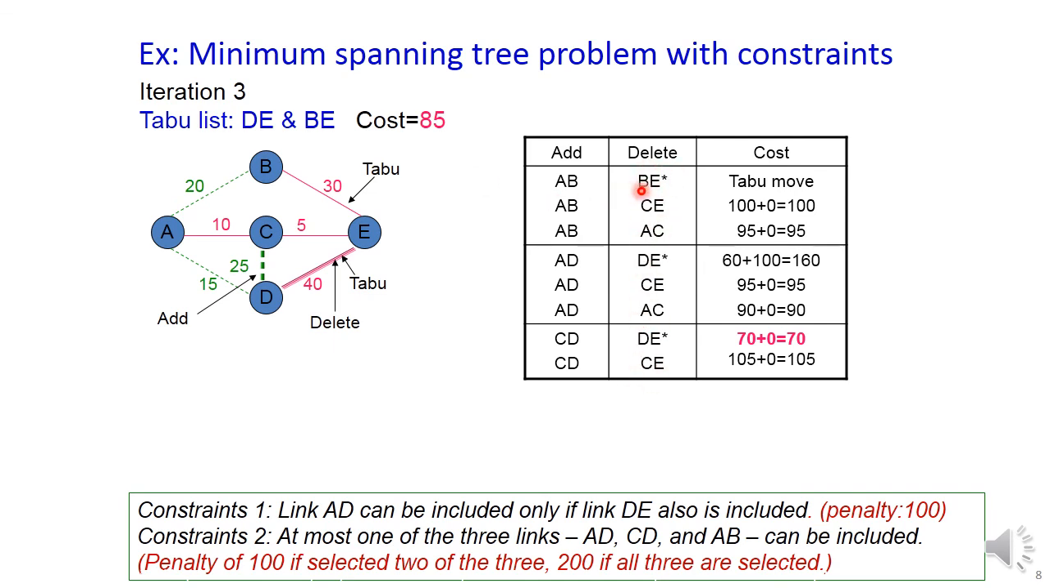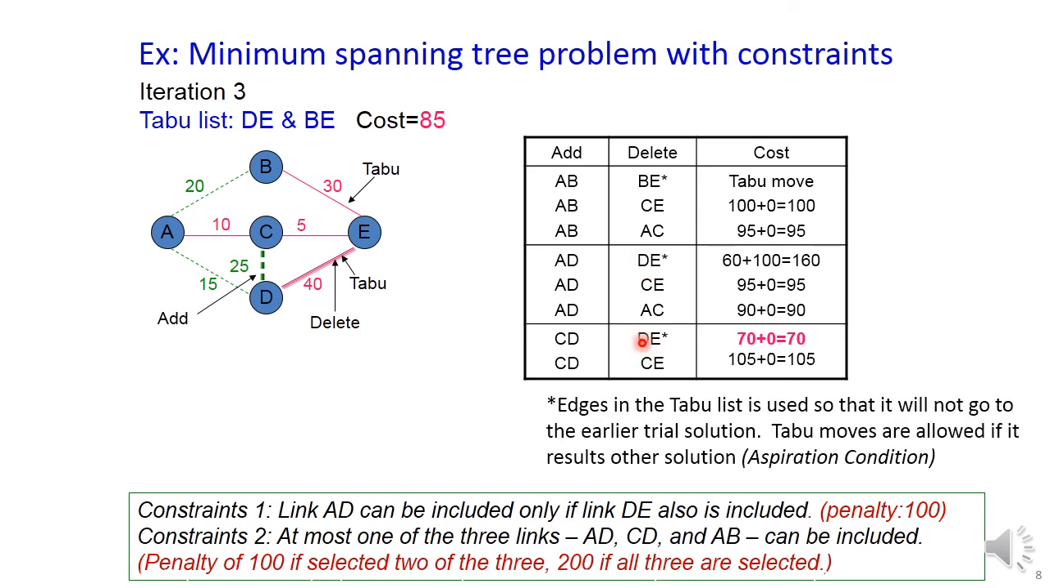Among that, deletion of this BE edge will go to the earlier solution. That is why it is taboo. And this one, DE, as well as this particular choice, is allowed here just because it won't go back to the previous solution. It is the aspiration condition, hoping that we get some better solution. And that hope is clear here. We can see that we got some better solution. So 100, 95, 160, 95, 90, 70 and 105. The best one here is 70. That is because of adding CD and deleting DE.